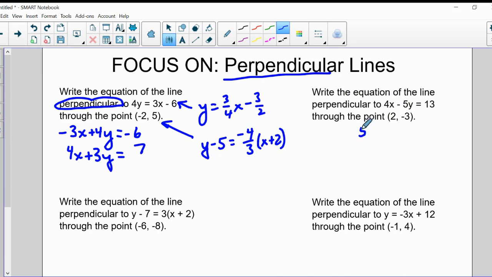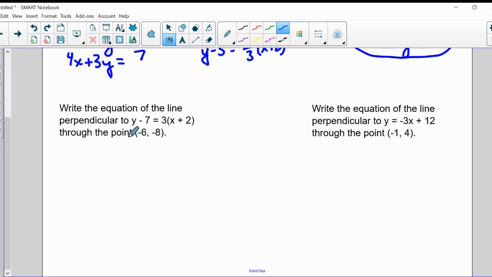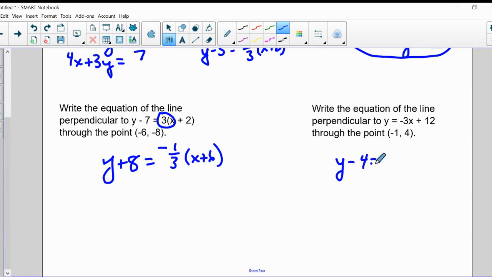This one is in standard form, so I'm going to simply flip the coefficients and change one of the signs. Now I sub in 2 here and I get 10. I sub in negative 3 here and I get negative 12. 10 minus 12 is negative 2. And I'm done. Instead of having to solve for y, find a slope, do an opposite reciprocal, this is turned into a one-step problem. This problem, I'm going to take the slope. Y plus 8 equals opposite reciprocal, so negative 1/3 times x plus 6. Opposite reciprocal, this one's going to be positive 1/3. So y minus 4 equals positive 1/3 times x plus 1.